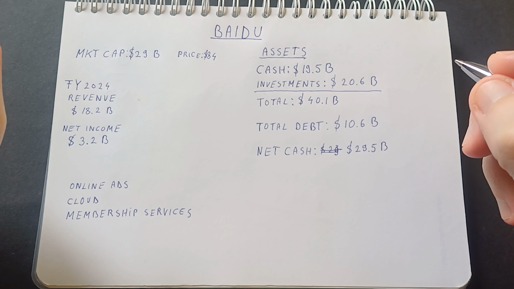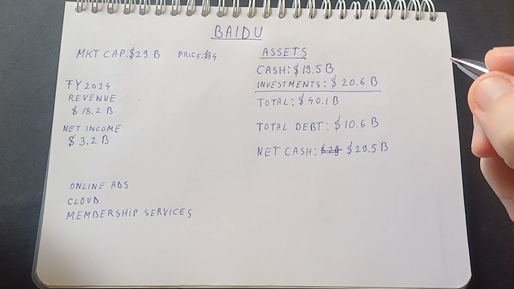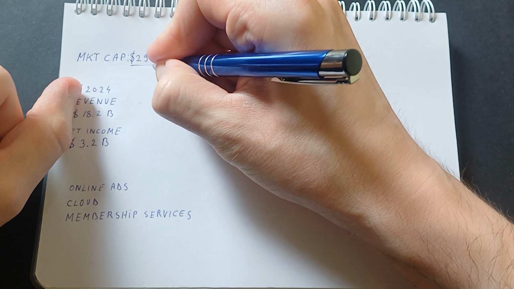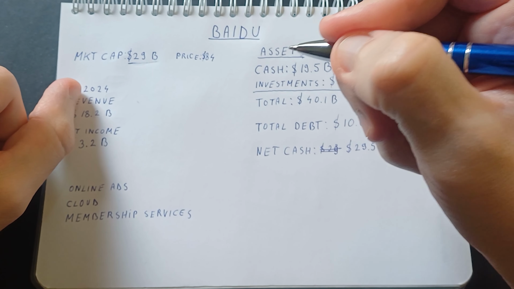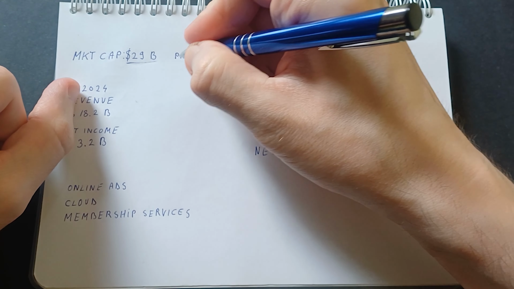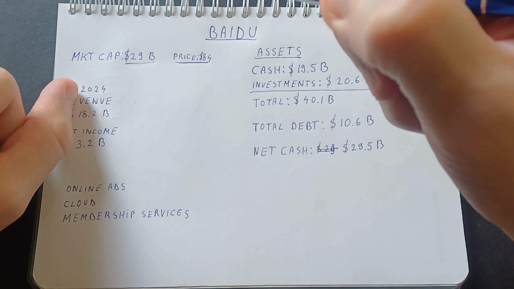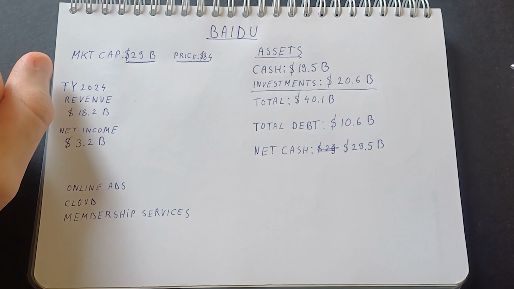Hi there. This is the thing about Baidu. The market cap right now, if you check it, is about $29 billion, as you can see here. And of course, the stock price is about $84 per share. Now, this doesn't matter. What's important is to look at the market cap. Look at the market cap, 29 billion, right?